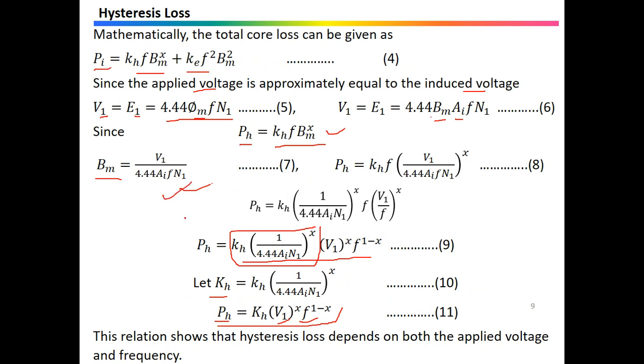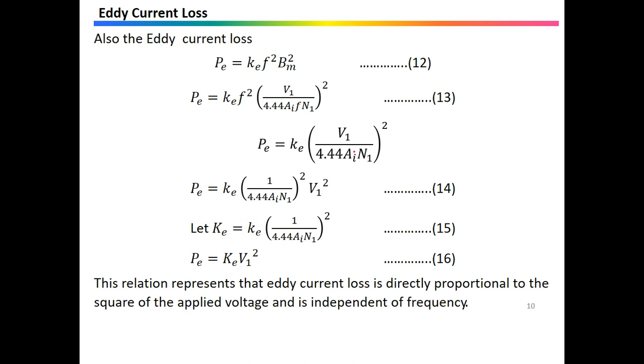From this equation, putting the value of Bm here, we have P equals Ke, and this F will be cancelled out with this F. So we have Ke V1 over this factor squared. Now taking this V1 squared outside, the remaining factor will be considered again with a new constant, that is capital Ke. So the relation comes out that this eddy current loss is directly proportional to the square of the applied voltage.